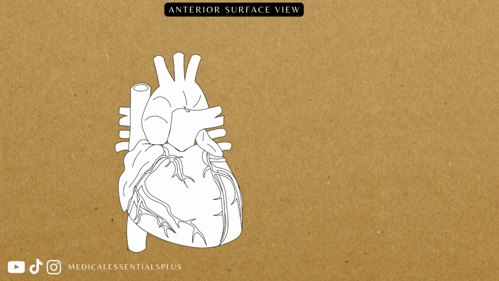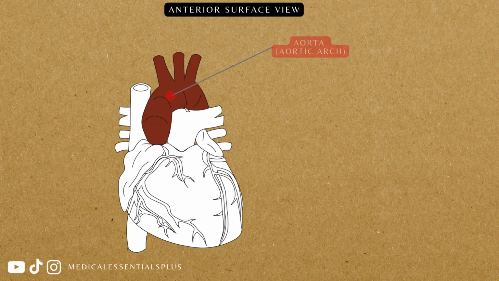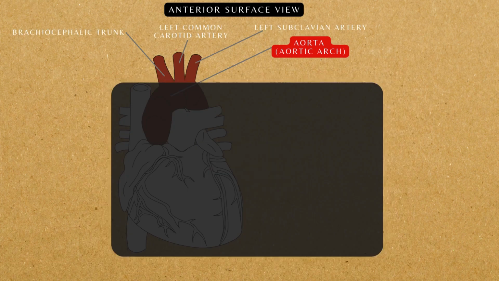This is an anterior surface view of the heart. Let's look at its structures. This is the aorta and aortic arch with its branches: the brachiocephalic trunk, left common carotid artery, and left subclavian artery.